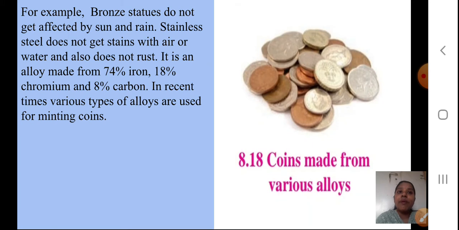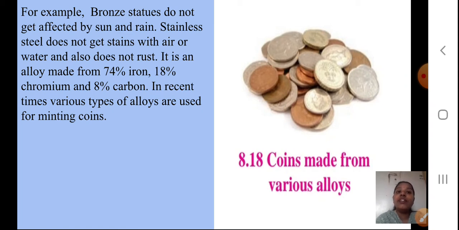For example, bronze statues do not get affected by sun and rain. Stainless steel does not get stains with air or water and does not rust. If you have stainless steel, we are using the alloy, it does not get stains with air or water and it does not rust. It is an alloy made from 74% iron, 18% chromium and 8% carbon.